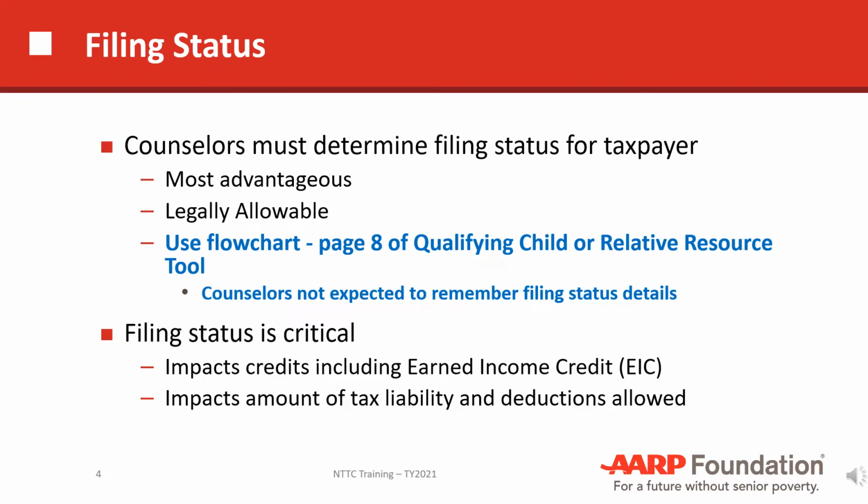You also have it electronically in the self-study folder under federal resources. Counselors are not expected to remember filing status details, as I mentioned earlier. So you really need to look these things up and make sure that you have the right filing status, and not be influenced so much by the taxpayer trying to tell you that they're head of household, for instance. Filing status is critical, and it impacts credits, including earned income credit. It also impacts the amount of their tax liability and the deductions allowed. So it's very important that we get it right.